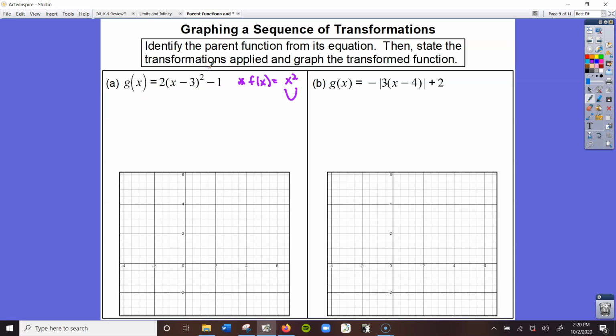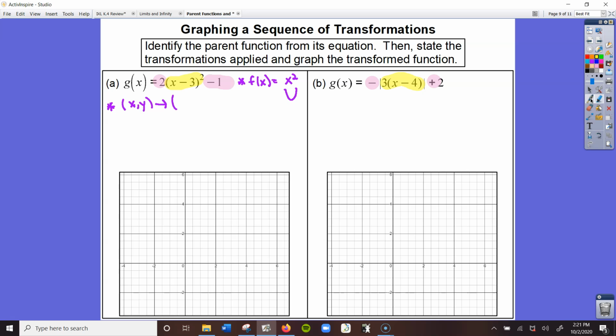When I look at what my transformations are, I have that there was a vertical stretch of 2. It went to the right 3 and down 1. So those are all of my transformations, and I'm going to use that to verify that I did my graph correctly. So my rule for the x's: remember, anything that is on the inside with the x's is affecting the x's, obviously. And anything on the outside is affecting your y's.